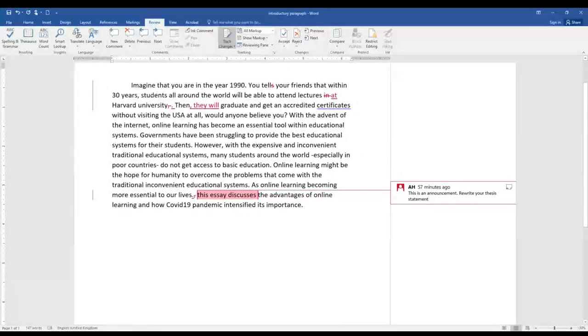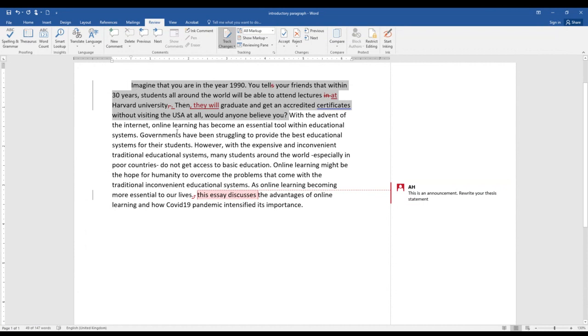Imagine that you are in the year 1990 and you tell your friends that within 30 years, students all around the world will be able to attend lectures at Harvard University. Be careful, Abdulaziz, with the preposition: at Sharjah University, we say at the University of Sharjah, at Harvard University, at Yarmouk University, my university, by the way. They will graduate and get accredited certificates without visiting the USA at all. Would anyone believe you? Yeah, I like your hook. It's good.